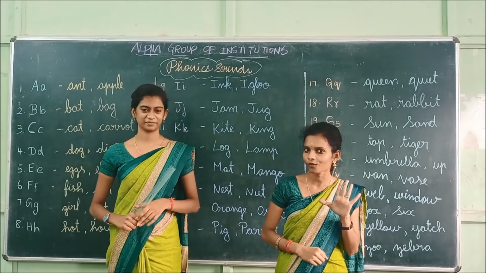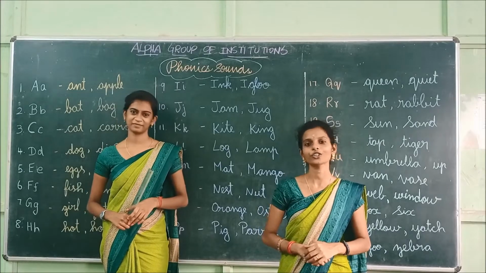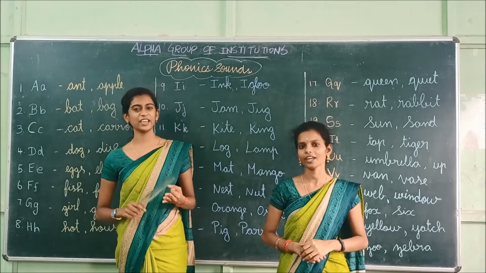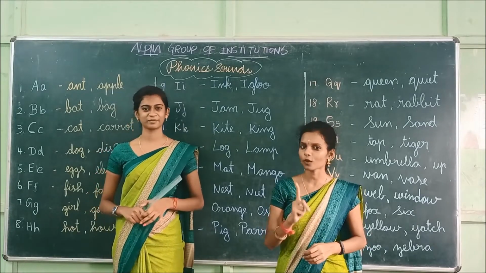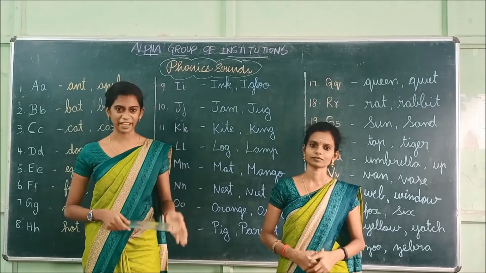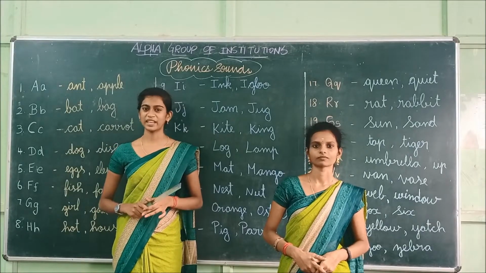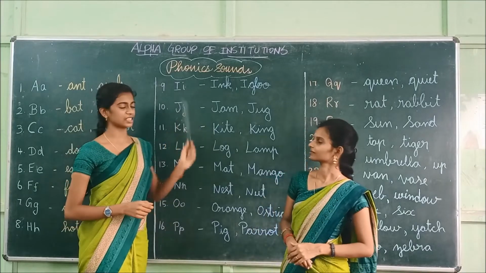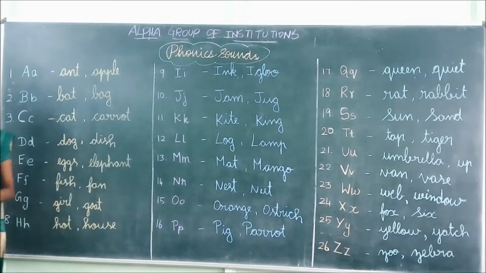From those 26 alphabets, how many vowels are there? There are 5 vowels. And what are they? A, E, I, O, U. Yes, there are 5 vowels. And how many consonants are there? There are 21 consonants. So there are 5 vowels and 21 consonants, and 26 alphabets. In this class, we are going to learn the phonics sounds of each alphabet. Shall we?